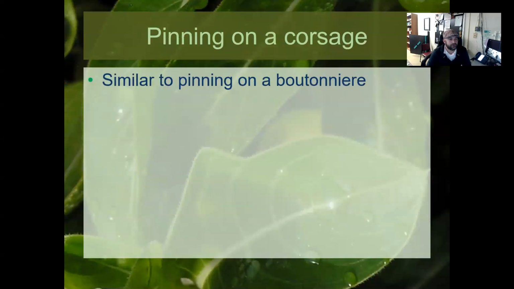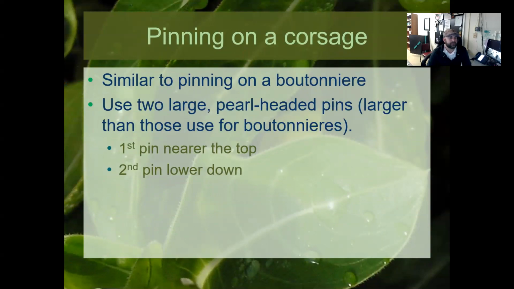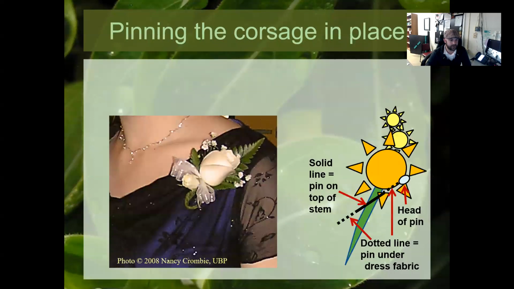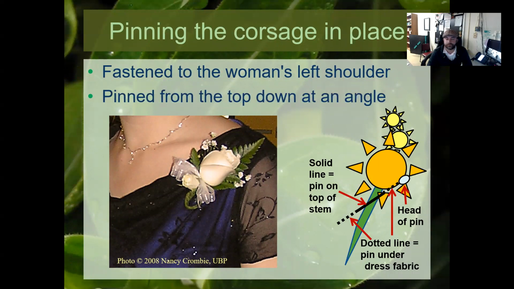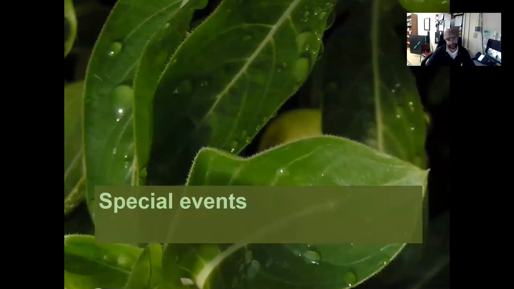So pinning on a corsage is similar to pinning on a boutonniere. Use 2 large pearl-headed pins, larger than those used for boutonnieres. First pin near the top, second pin lower down, and then pin the corsage in place, fastened to the woman's left shoulder, and pinned from the top down at an angle. So as you can see in the picture, it's pretty much just leaning right up over that collarbone, and it's easier to lean over and sniff.